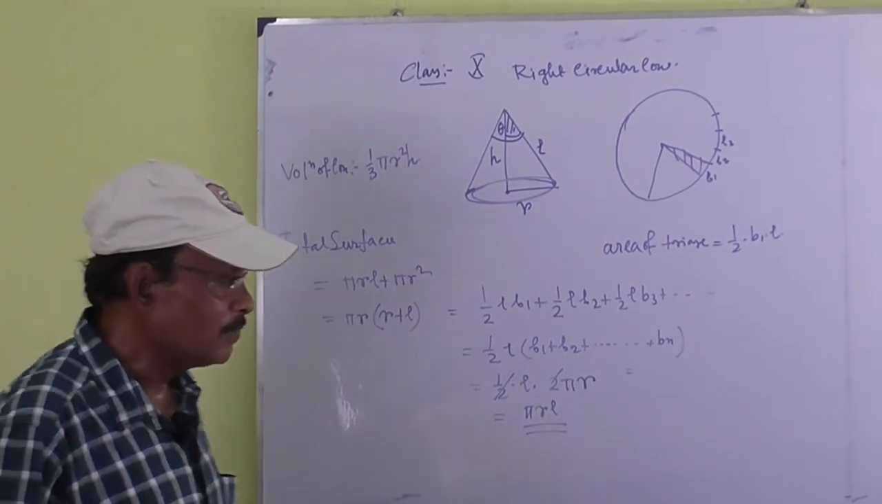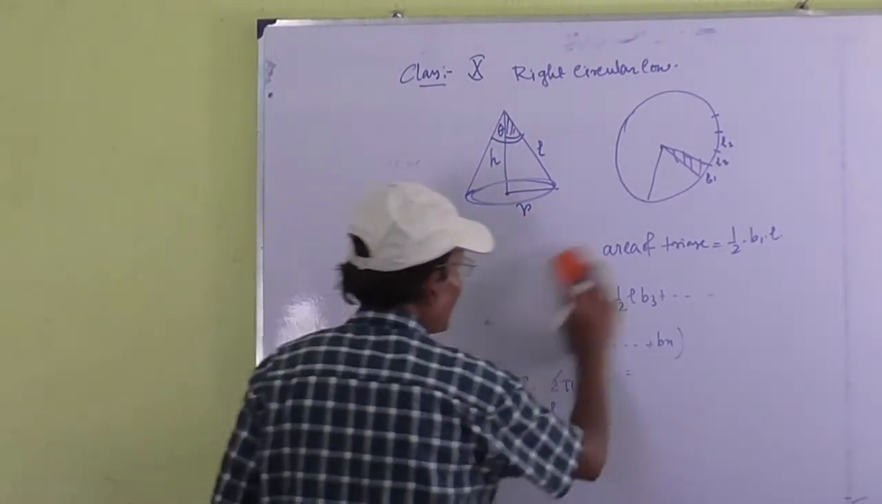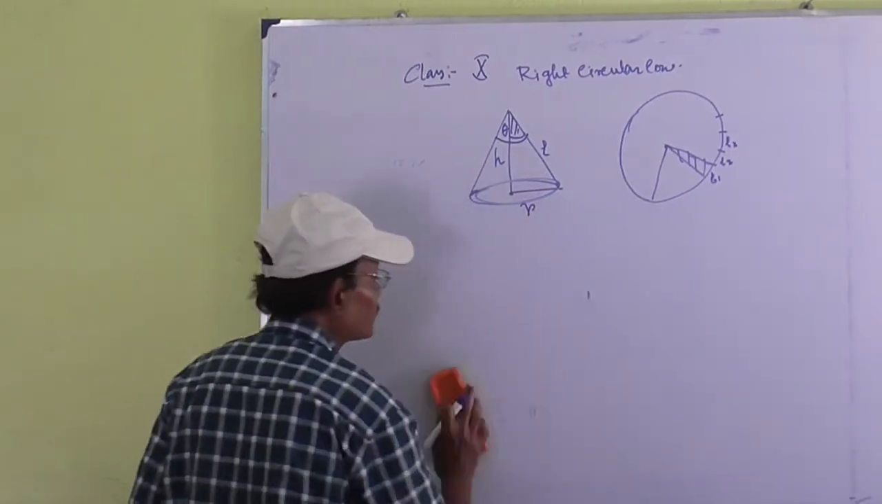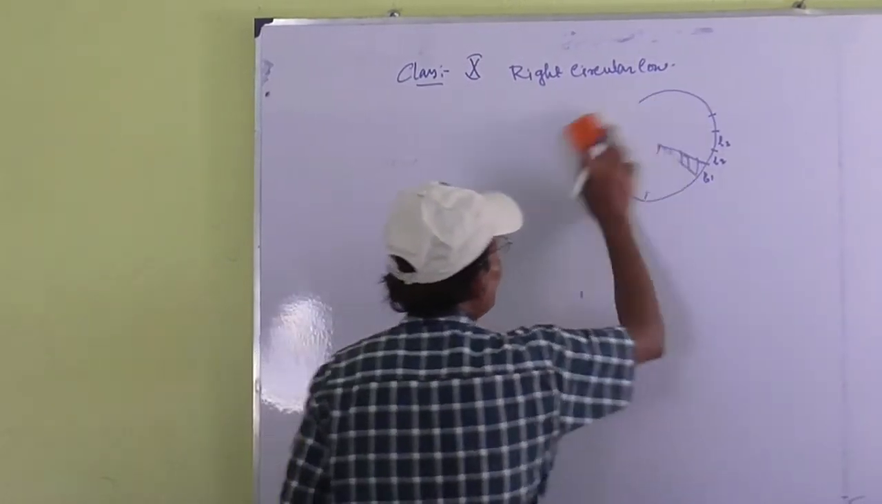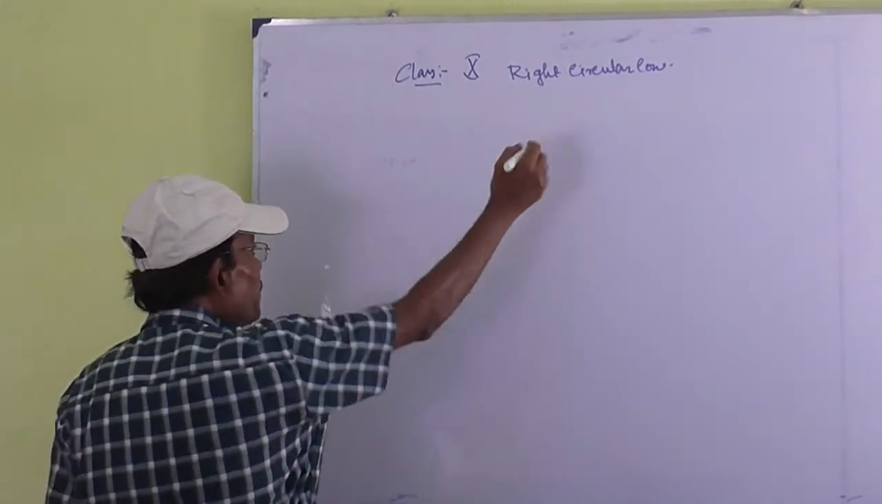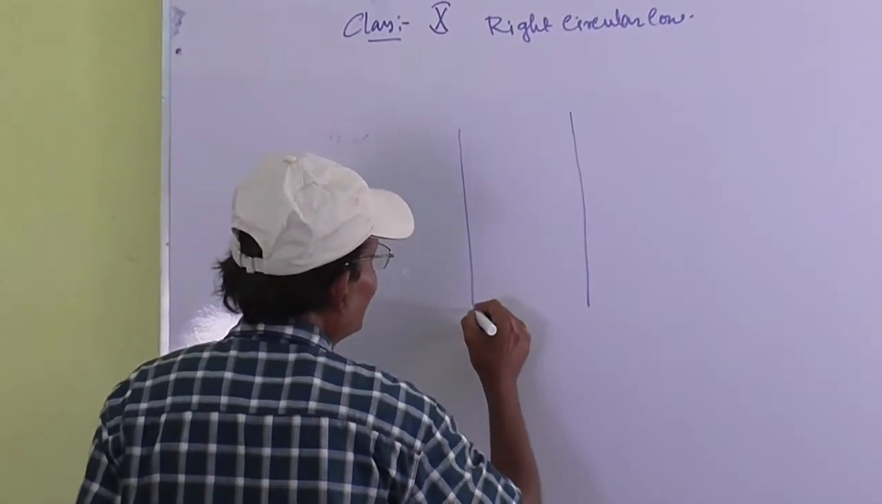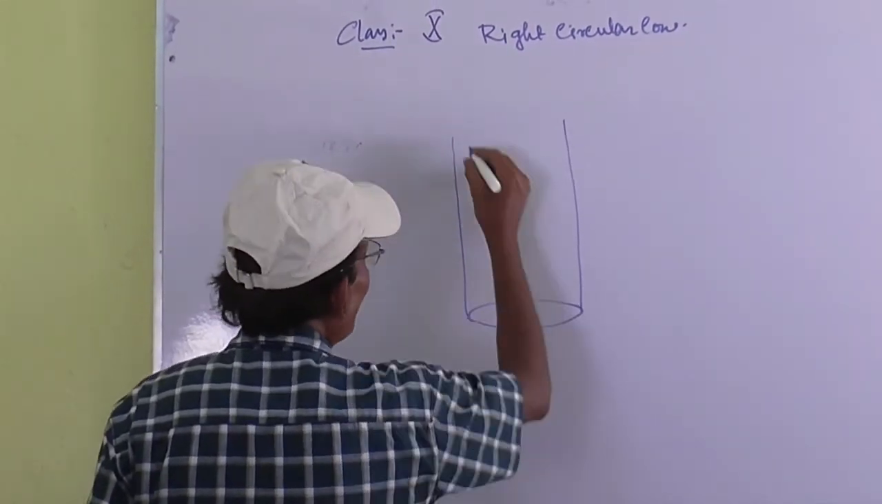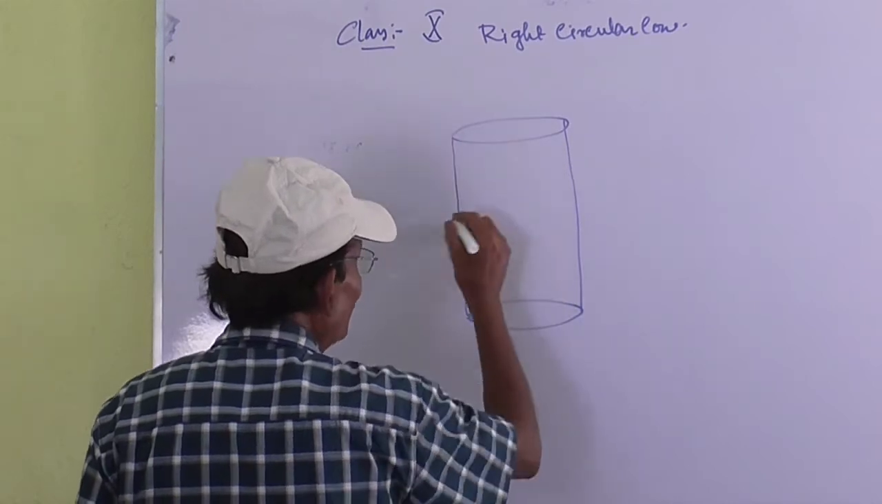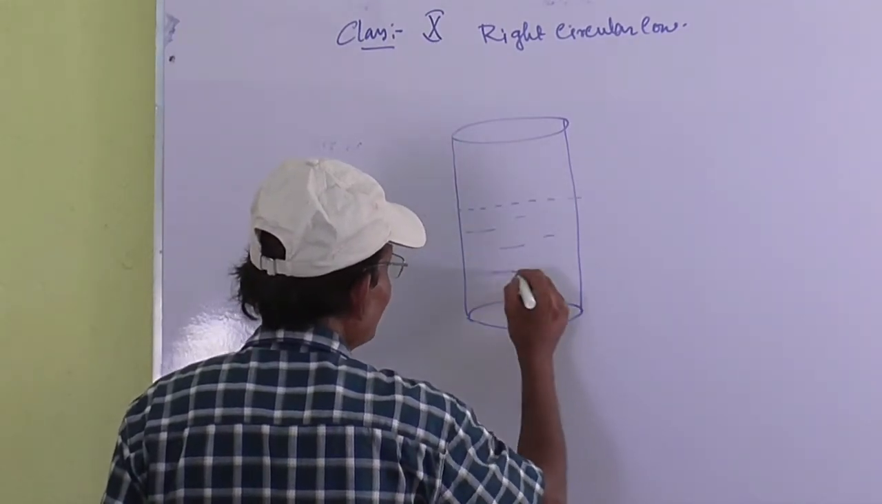Clear? Now, if we take an example, this is a cylindrical tank. Take some water at some certain height.